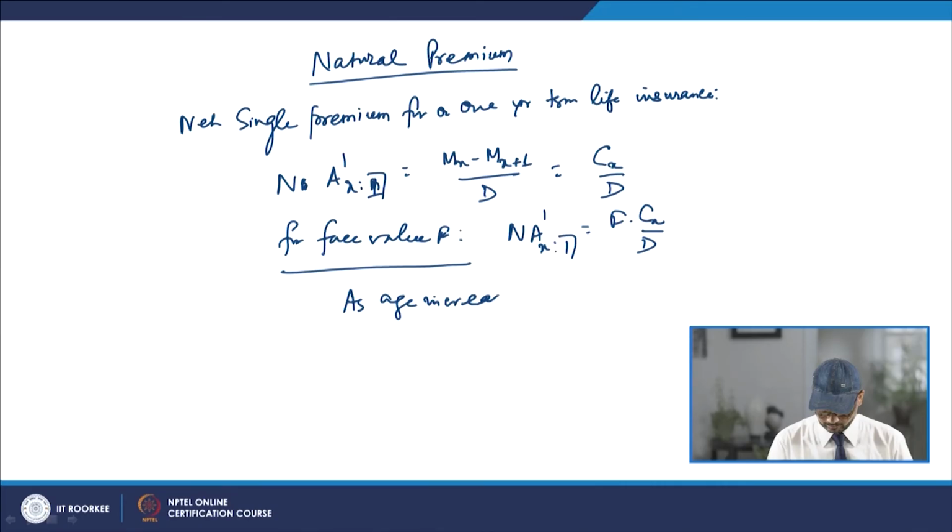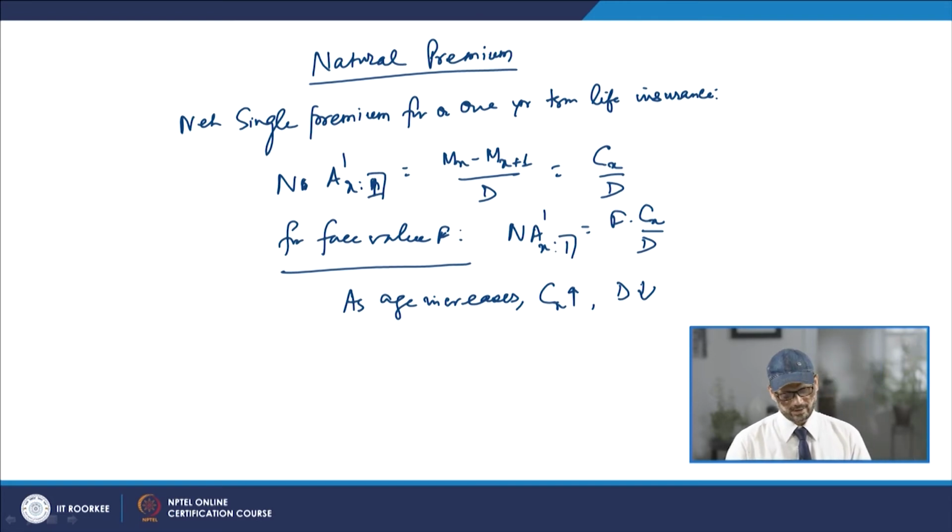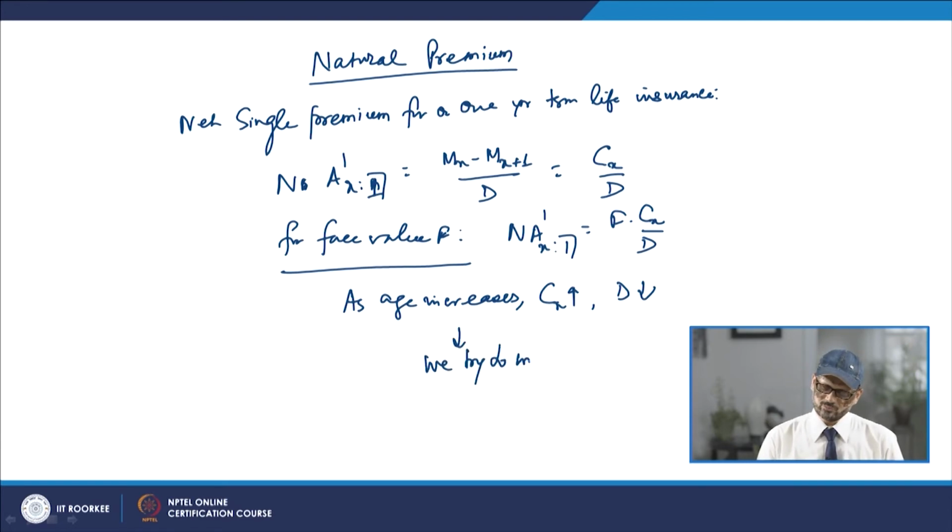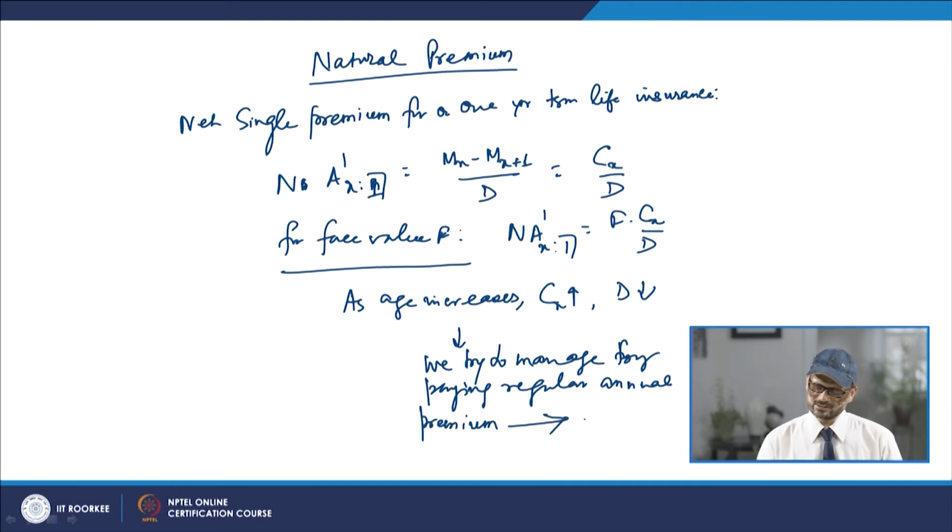So, the justification is that as age increases, Cx will increase and D will decrease. That is why the natural premium amount will be going on increasing, and it will no longer be affordable. So, we depend upon the affordable premium, that is we try to give the regular annual premium. We try to manage by paying regular annual premium, which basically will cover. And that will be known as the level premium.